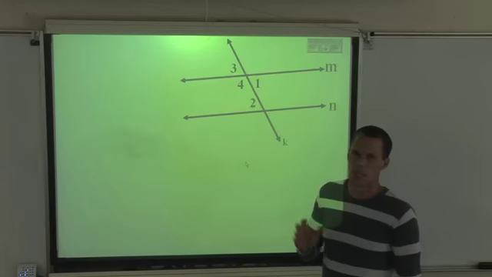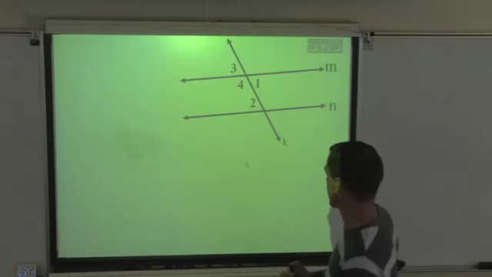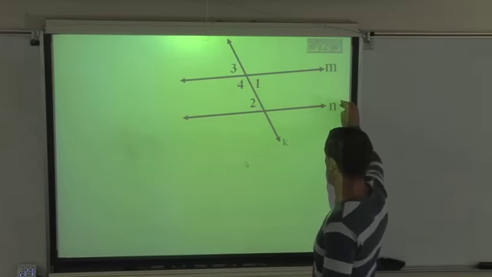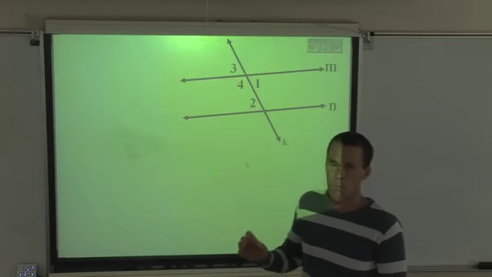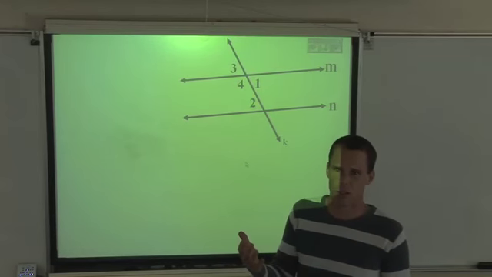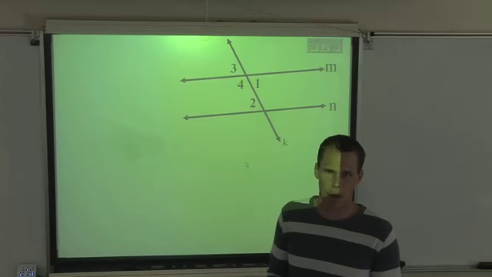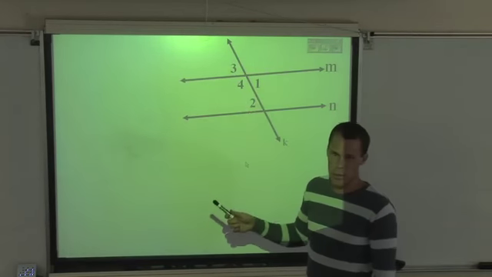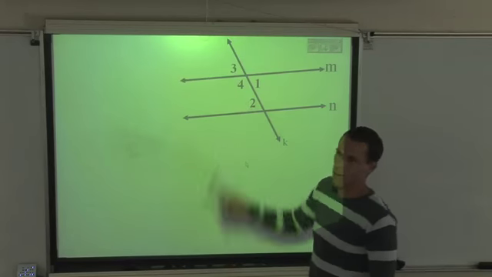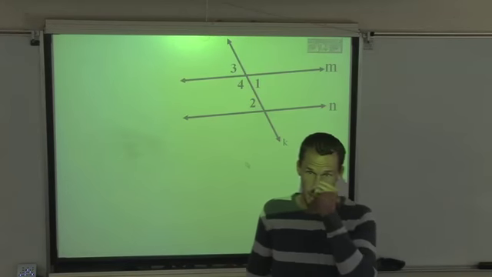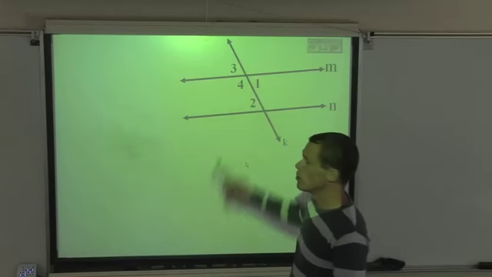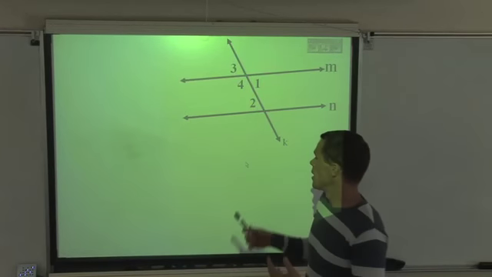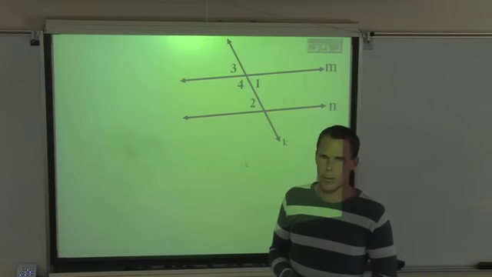So for example, in this picture here I have four different angles, angle 1, 2, 3, and 4, and lines M and N with transversal K. At this time, none of these angles are congruent and none of the lines are parallel. We can say that angles 2 and 3 are corresponding, angles 2 and 4 are same side interior, angles 1 and 2 are alternate interior, and none of those things have any relationships.